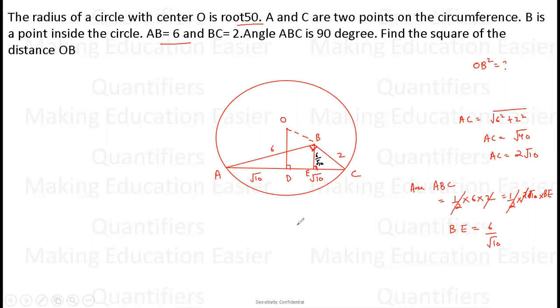And now students, if BE is 6/√10, and now from point B, if I draw a perpendicular, अब बीई से मैंने परपेंडिकुलर ड्रॉ किया है OD पे, राइट, यहां पर भी मैंने एक परपेंडिकुलर ड्रॉ किया है. So now you can see this angle will be 90 degree, and now students you can see this is 90 degree. Let's say this point I'll take F. So you can see this is 90 degree, this is 90 degree, this is 90 degree.